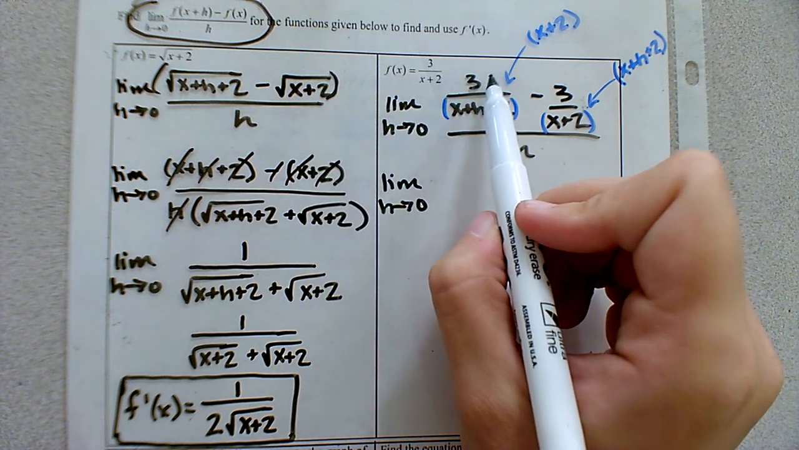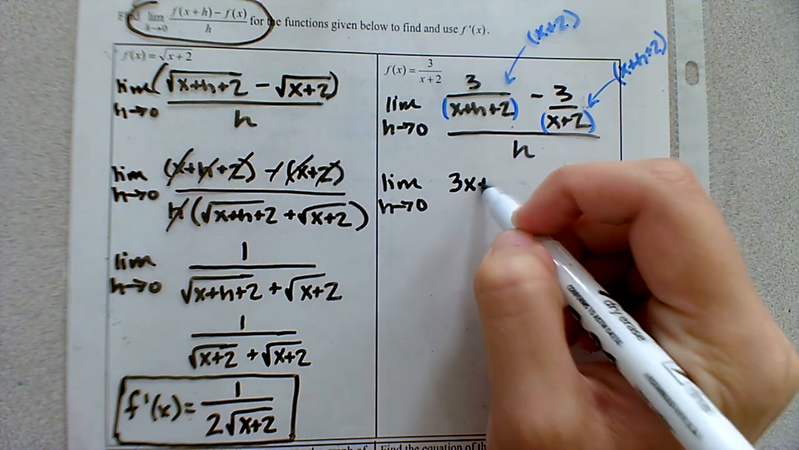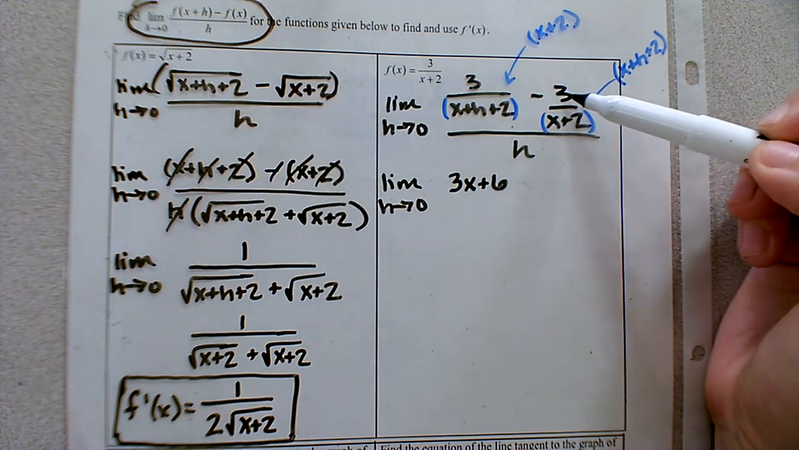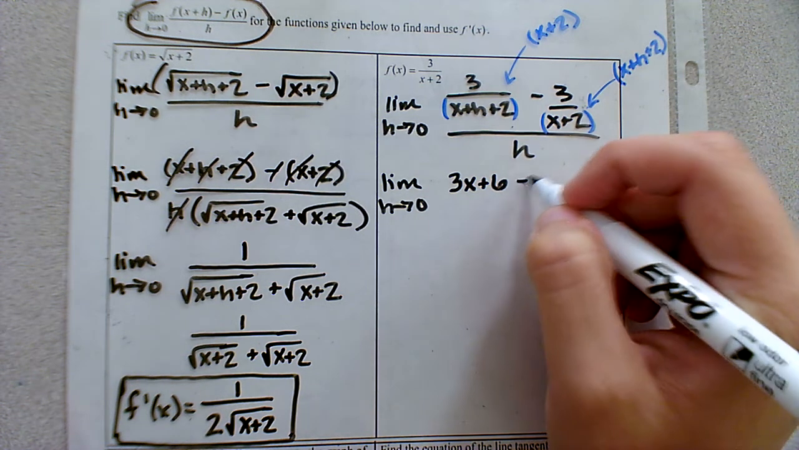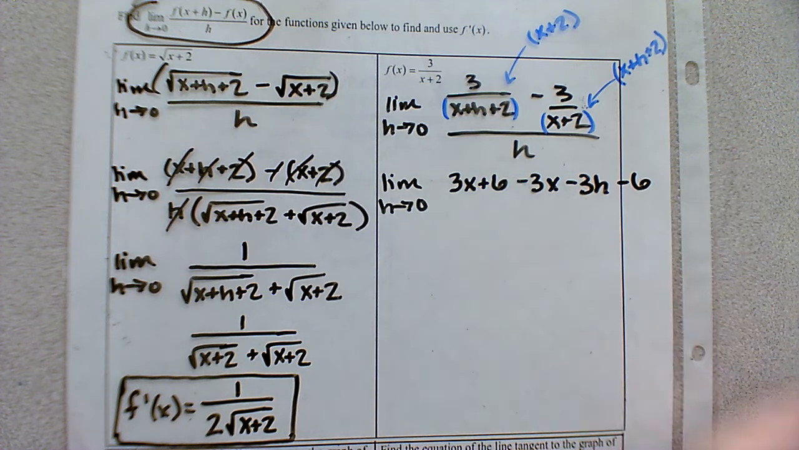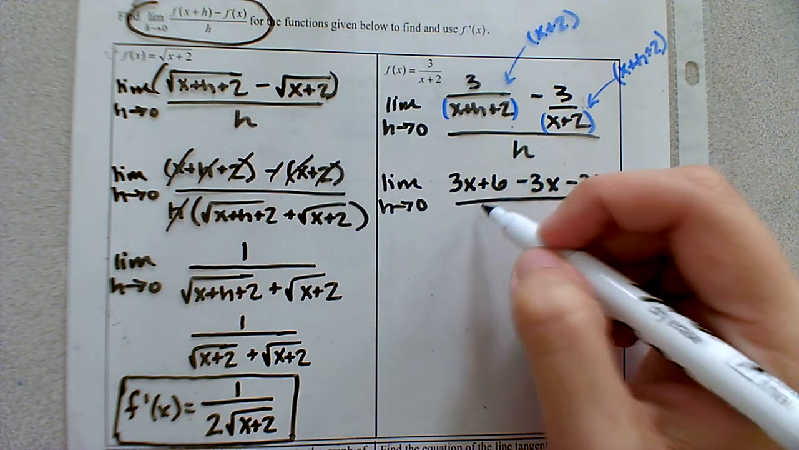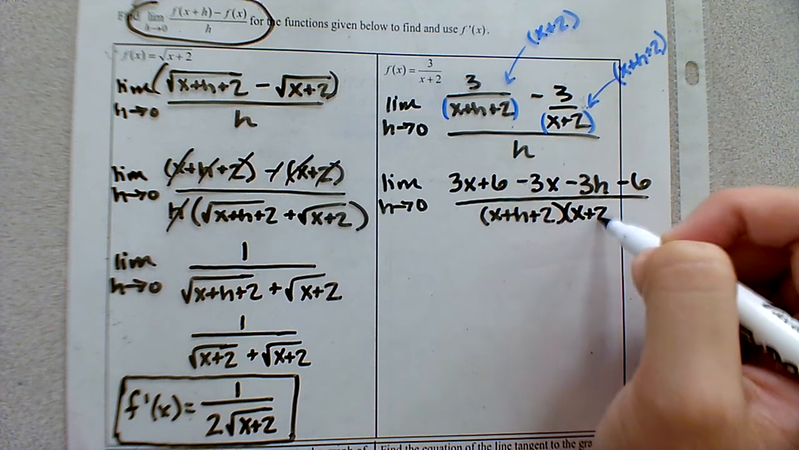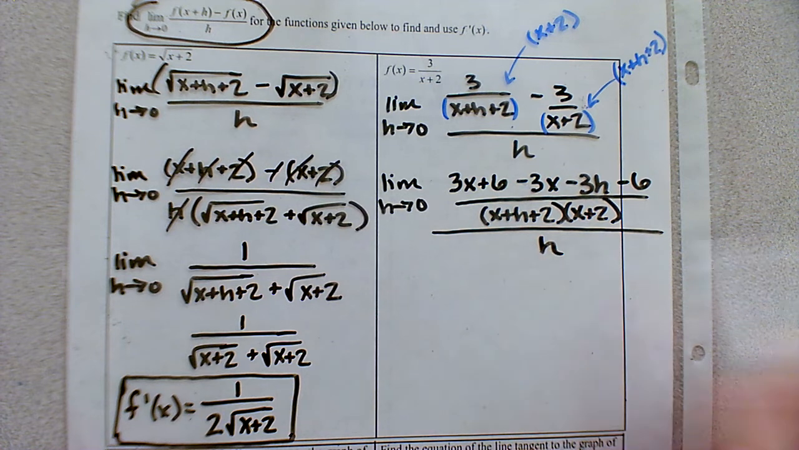If we multiply 3 by x plus 2, we can distribute in that 3 and get 3x plus 6. If we were to distribute a negative 3 into the other numerator, we'd have negative 3x minus 3h minus 6. So this is our new numerator, and then we're going to keep the common denominator, which was x plus h plus 2, and then another x plus 2. Don't forget that this is still all over h.